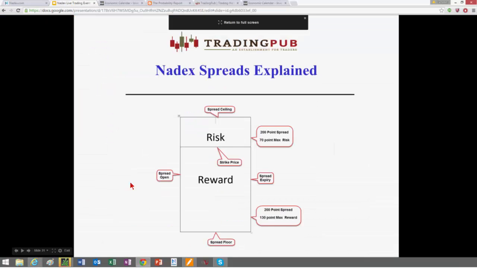Okay. So spreads, the left and the right wall of the box, that's where the spread opens and that's where it expires. You have a ceiling and a floor. That's the price difference of the spread. In this particular case, it's 200 points. So the risk here might be 70 points or $70. The reward would be $130 for a total of 200 points.